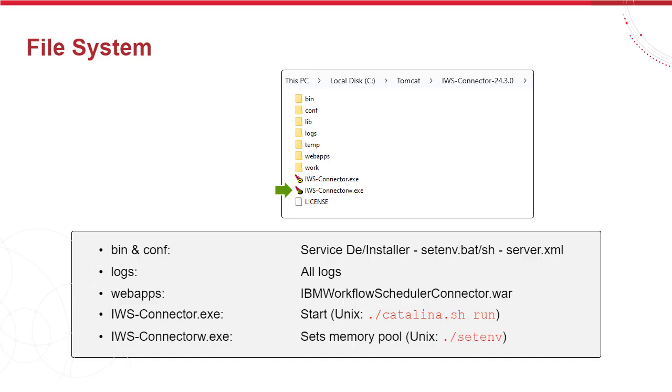This does not exist on Unix and has to be stored in setenv.sh. You can also do this on Windows in setenv.bat. If you have a preferred method of doing this in Tomcat, you should use it. IWS connector W is just a convenience.